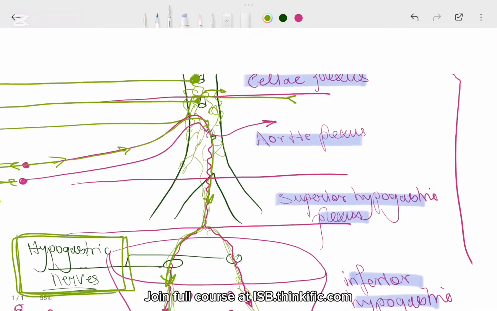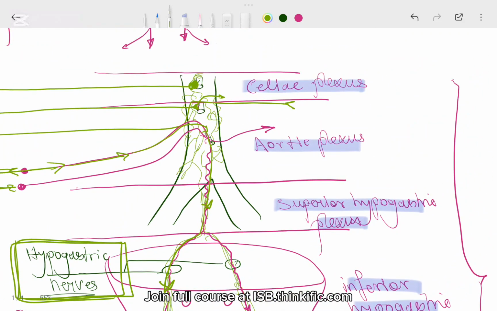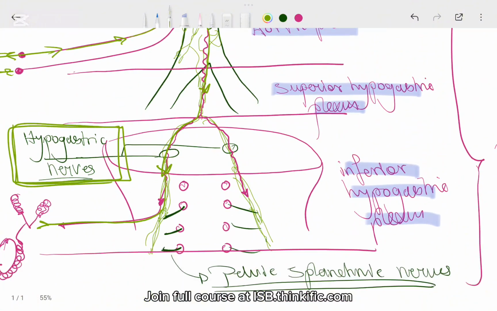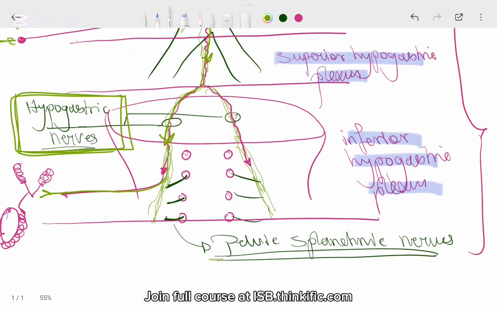So that's how the prevertebral plexus is formed, with contribution from multiple splanchnic nerves. The inferior hypogastric plexus, as I told you, receives contribution from pelvic splanchnic nerves. There are other nerves called sacral splanchnic nerves. We are going to talk about them in the pelvis. There are also sympathetic nerves, postganglionic sympathetic nerve fibers. Let's talk about them right now.